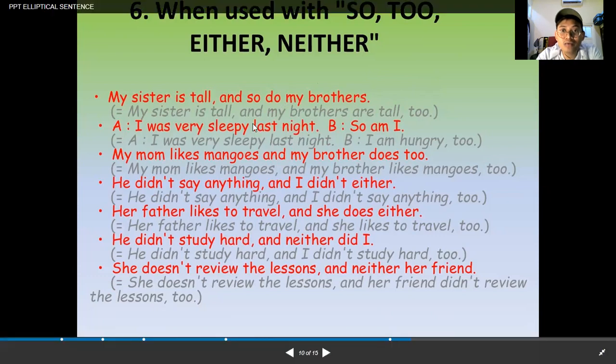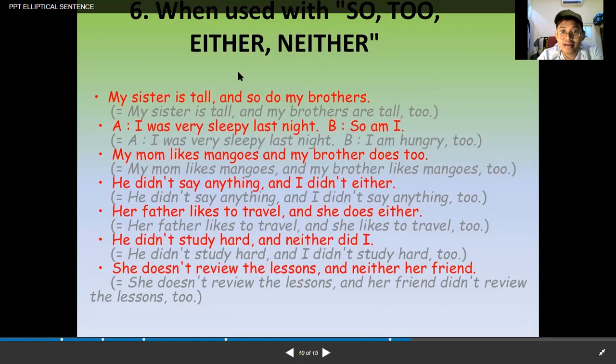And what about this one? The second one. A says, I was very sleepy last night. And B replies, I'm hungry too. And you can say, I was very sleepy last night. So am I. Oh, there's a misunderstanding here. It's supposed to be sleepy, yeah, not hungry.